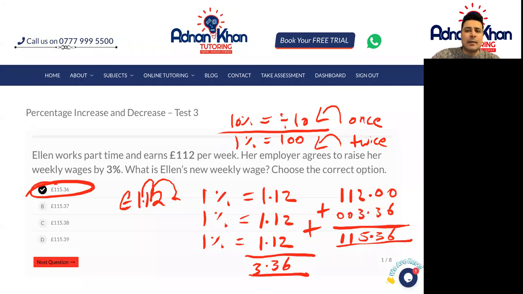And you do exactly the same thing if you're decreasing by a percentage. If this was a question about decreasing the weekly wage, all you would do is take £112 and decrease it by £3.36. That's how percentage increase and decrease can work.